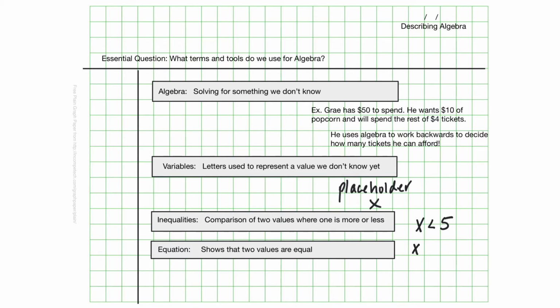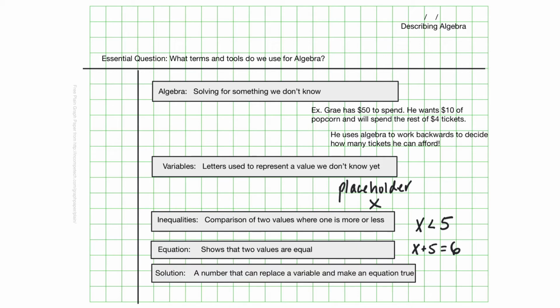So if I said x plus 5 equals 6, that would be an equation, right? That means the value of 6 is equal to 5 plus something else, right? And the variable is there until we can figure out what it is. And I'm guessing that most of you can figure out that x must be worth 1, because then 1 and 5 would be equal to 6. And in that case, if x is equal to 1, because that 1 could fit right there and make that equation true, we call that a solution. So a solution is a number that can replace a variable and make an equation true.